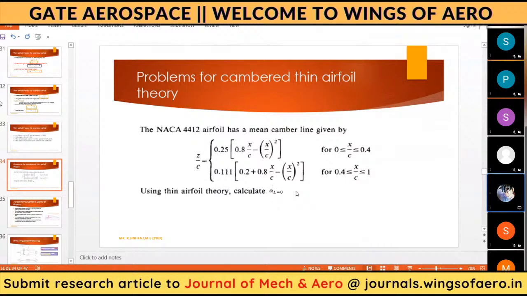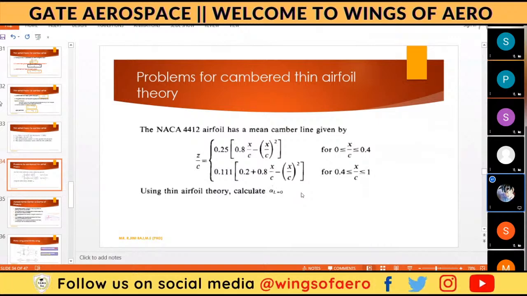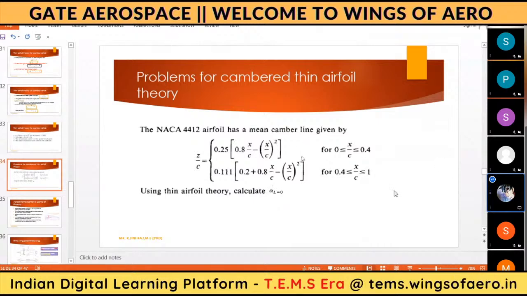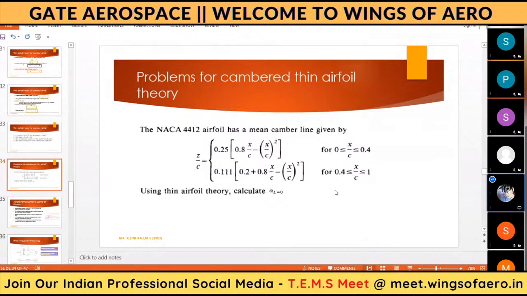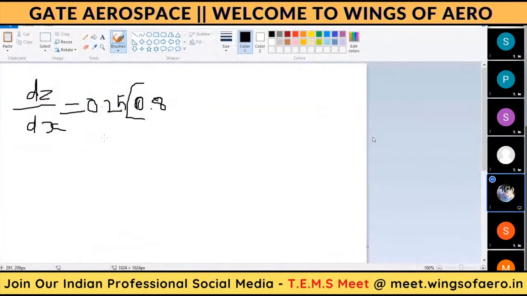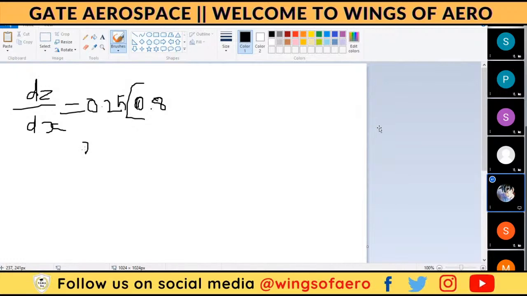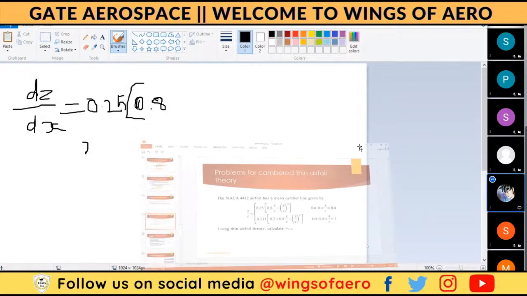So first of all, everyone please differentiate. After differentiation, we need to convert x by c using the limit values. For that we have the equation for x by c. Sorry, I will show it in the slide itself because this is not working.